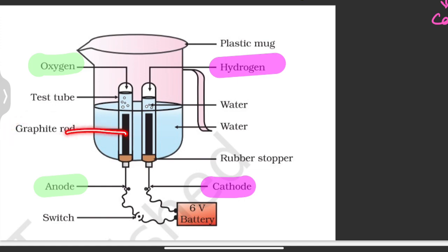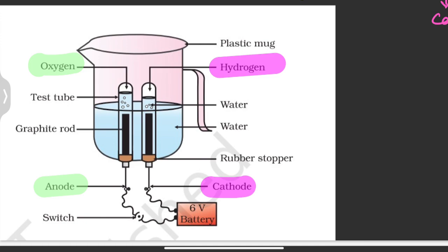These are called as graphite rod, and you can see here you have to add water so that this graphite rod is immersed in water, and you can see this graphite rod is connected to a battery, 6-volt battery. And to this water you have to add some amount of acid. You can add dilute HCl or dilute sulfuric acid. Some amount of dilute acid you will have to add.